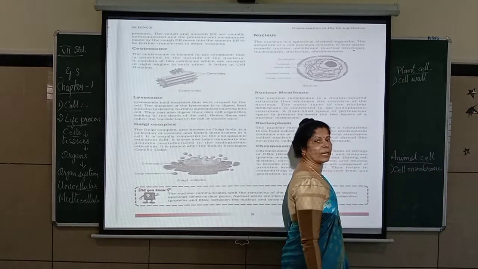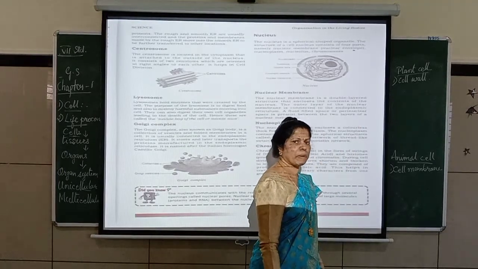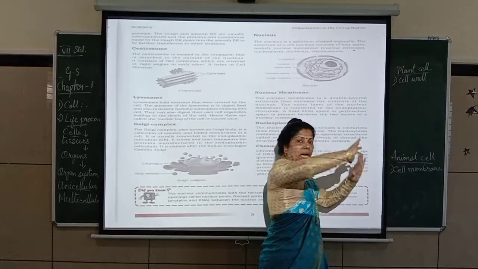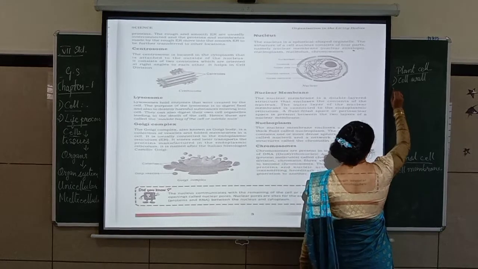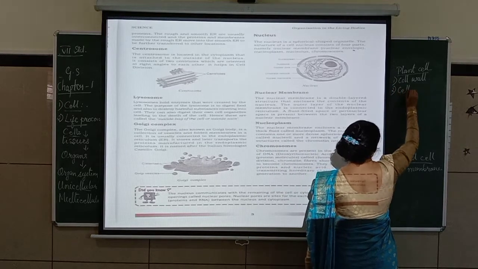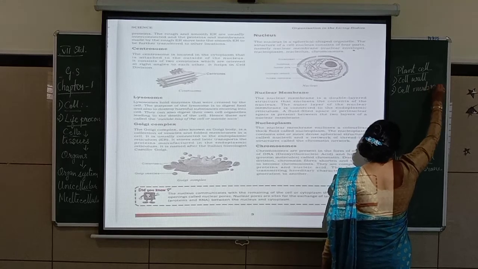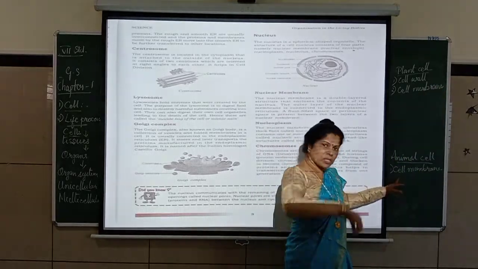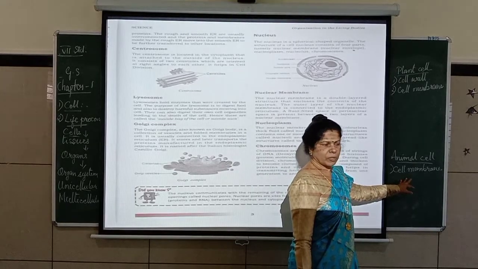Then, you don't ask me whether the cell membrane is present in the plant cell or not. Yes, it is present. Where? After the cell wall, which is the outermost one, just inside the cell wall, there is the cell membrane. You understood? But here, the outermost covering itself is the cell membrane. That's the difference. Got it?